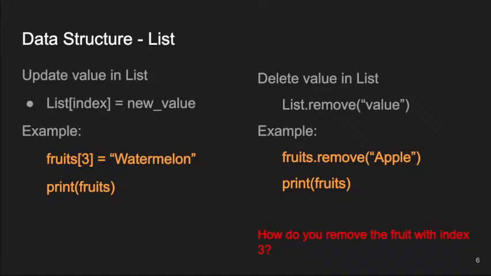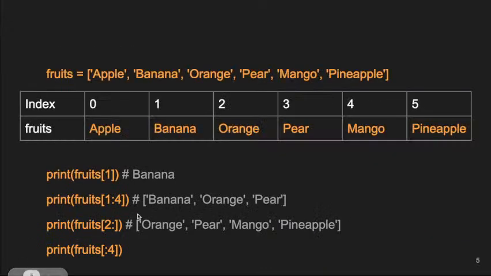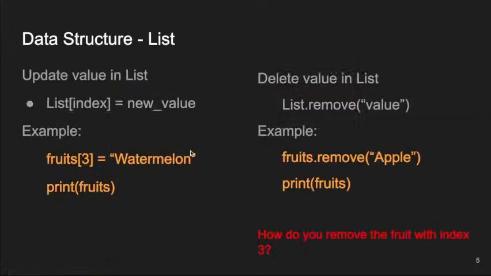Once you do this assignment, print fruits again, and then you will see that one of your fruits has changed. Let me go back here so that you see what's on element 3, which is pear. So after you assign watermelon to the item on index 3 and you print it, you should see that pear has been replaced with watermelon.